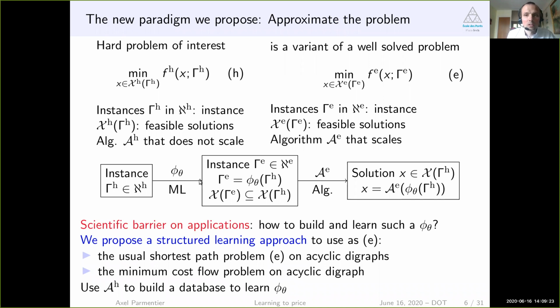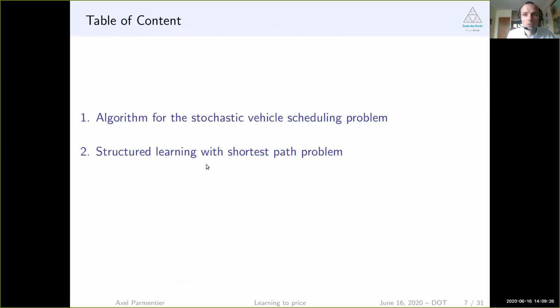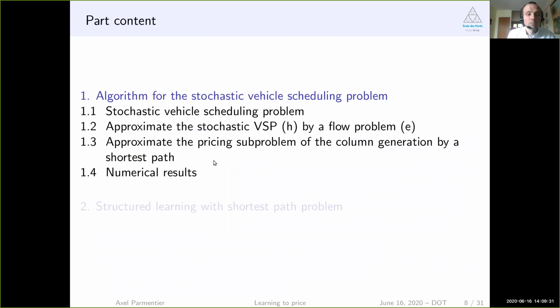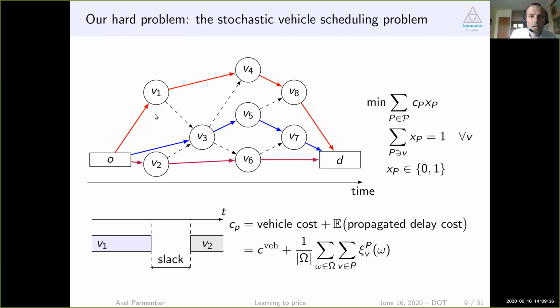So now let's go to the problem we are considering, and the hard problem we will approximate by an easier one. This hard problem is a stochastic vehicle scheduling problem. Suppose that you have a set of tasks, V1, V2, up to Vn, that you have to cover with vehicles. And you want to build the sequences of tasks that will be covered by each vehicle. So here, for instance, we have 3 vehicles, the red one, the blue one, and the purple one.